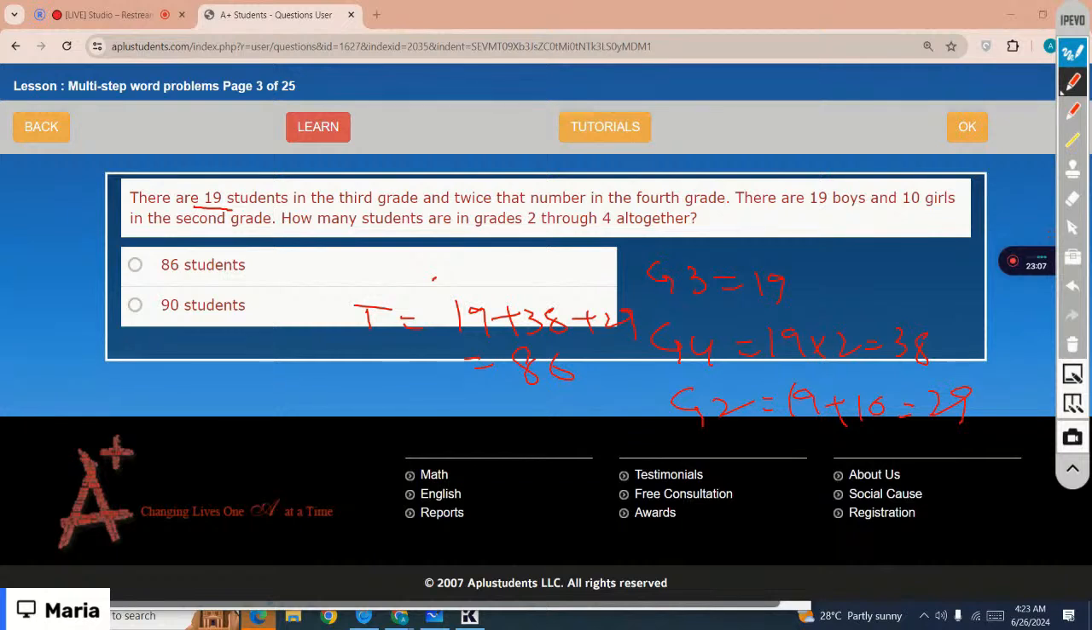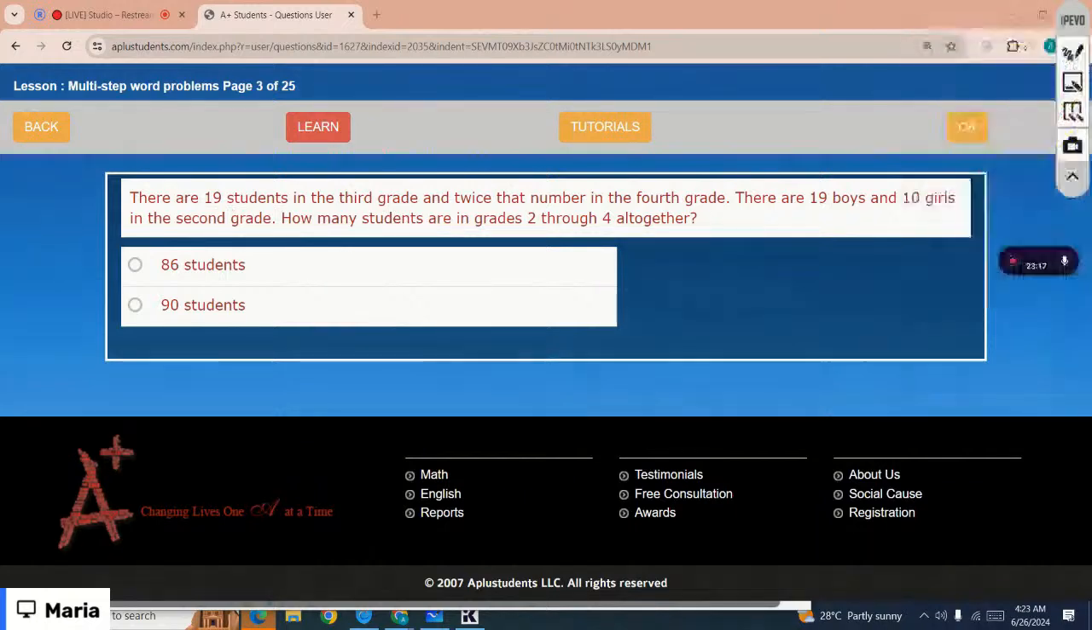The correct option is 86 students. That means the total students through grade 3 to 4 is 86 students. The correct option is 86.